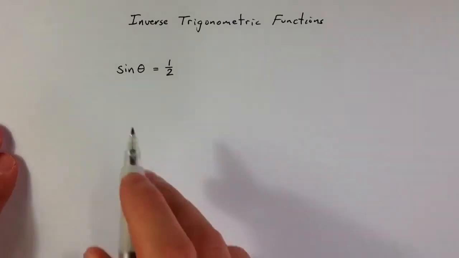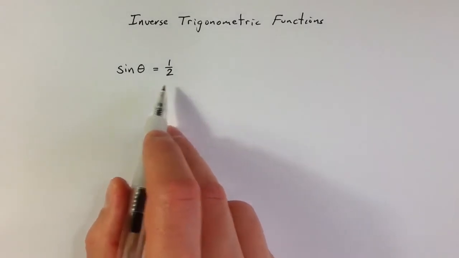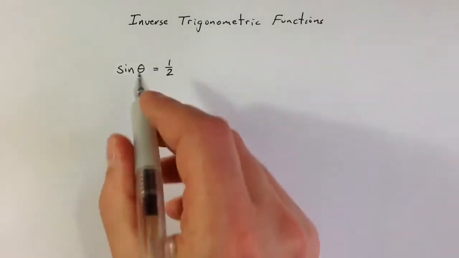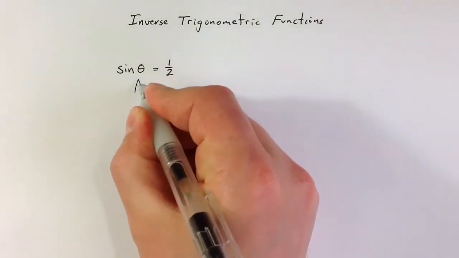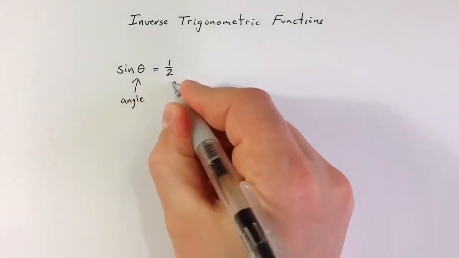Let's take a look at the inverse trigonometric functions. A statement like sine theta equals 1/2 involves a trig function, sine, and that function relates an angle, theta, with a ratio.